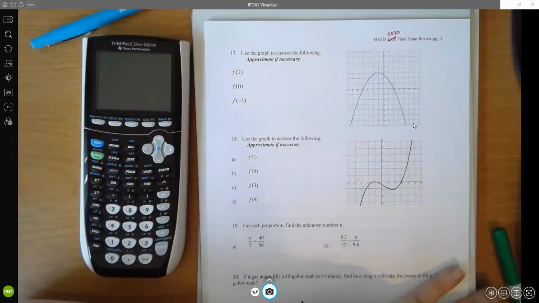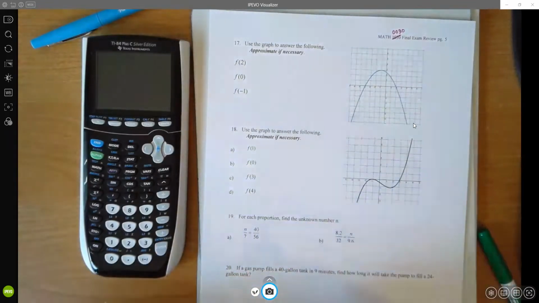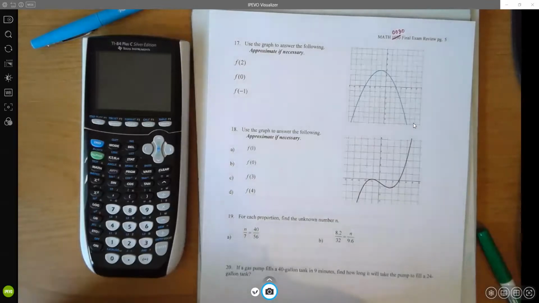Problems 17 and 18 are one of the most asked questions that I get. We ask this same type of question in a lot of our classes, and no matter which class they're asked in, this is the most asked question that I get. There is good news and there's bad news.